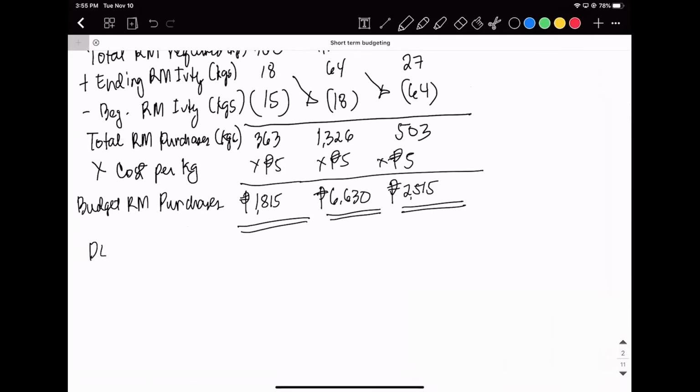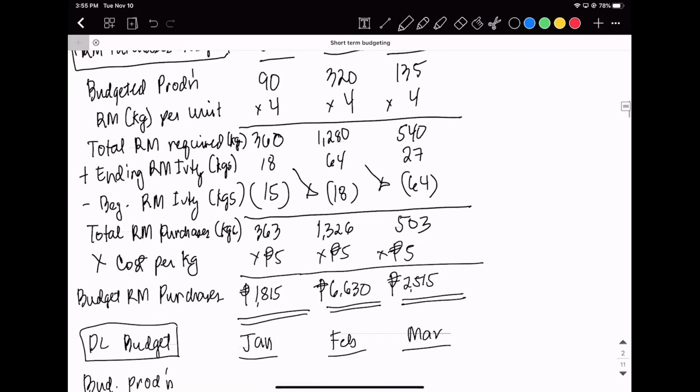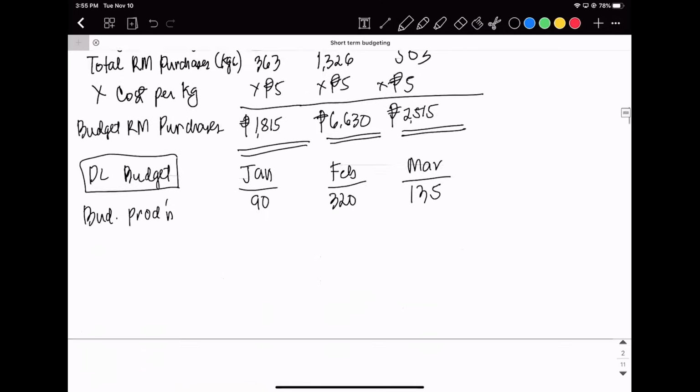Okay, so ito gawa natin DL budget. Direct labor budget. Napansin mo, madali lang. Sabi ko nga, para ka lang forecasted FS. Kaso, manufacturing. At isa-isa to. Ayan. So, direct labor budget, January. Okay, February. And then March. So, starting point is budgeted production also. Ayan. So, budgeted production, gayahin lang natin. No? So, that's 90. Ito yun. 320 and 135.